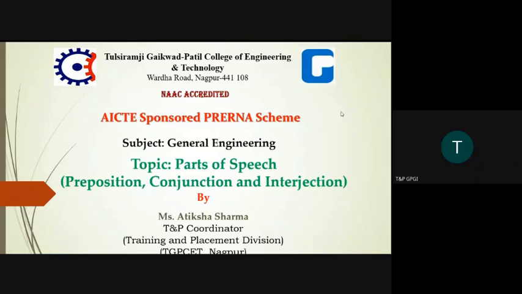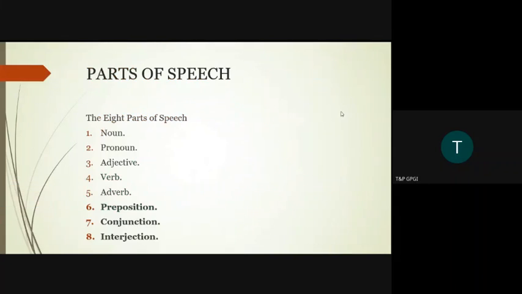So, welcome to the next session of General Engineering with me, and today's topic is parts of speech. Today, we're going to cover preposition, conjunction, and interjection. So far, we have seen that there are 8 parts of speech, namely noun, pronoun, adjective, verb, adverb, preposition, conjunction, and interjection. So we have already covered noun, pronoun, adjective, verb, and adverb. Today we are going to see what preposition, conjunction, and interjections are.